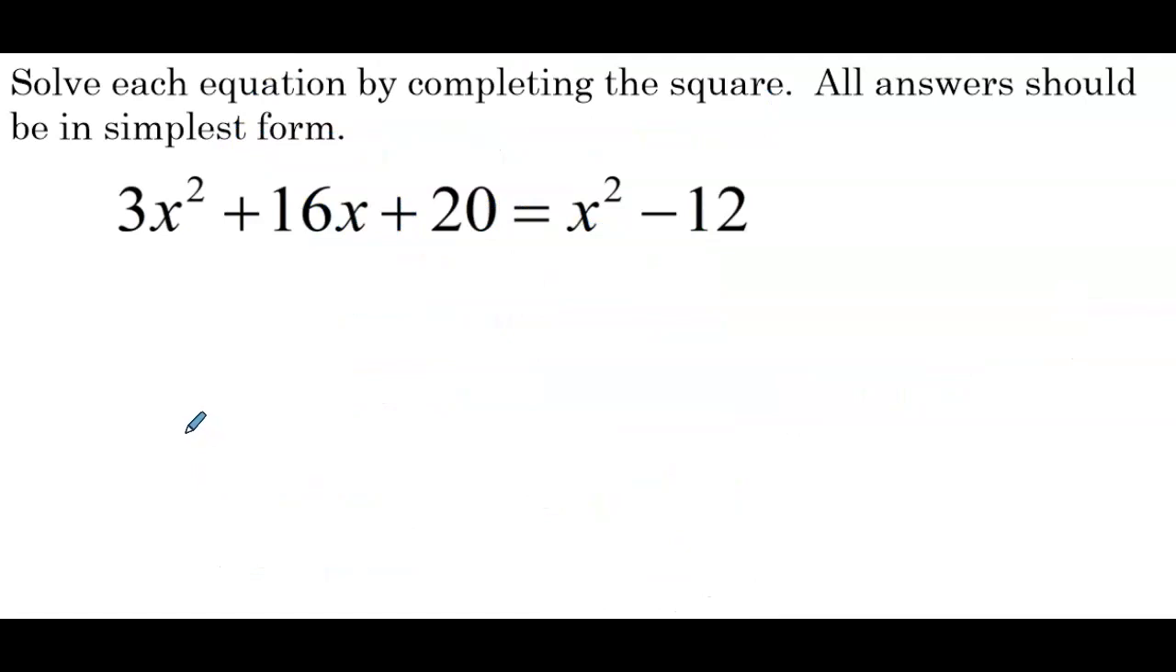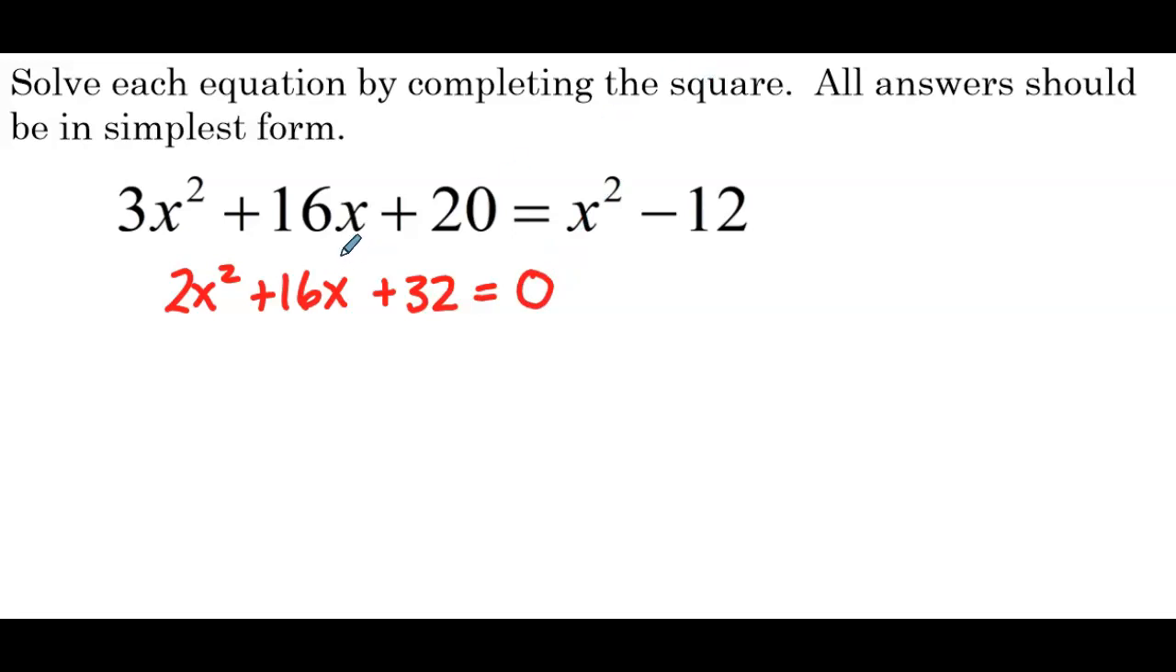Next up, 3x squared plus 16x plus 20 equals x squared minus 12. Okay, first thing we want to do is set it equal to 0. We're solving a quadratic. We want to stay consistent with that first step. So subtracting x squared from both sides, we'd have 2x squared plus 16x. Add 12 to both sides, so plus 32 equals 0.